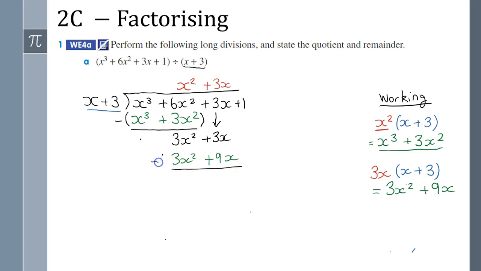I take bottom away from the top. So 3x squared take 3x squared, nothing goes away. 3x take 9x is negative 6x. Okay, and bring down the 1. So we're going to go again. What do we have to multiply x plus 3 by to get negative 6x? The answer is negative 6. So when we expand that out, we get negative 6x minus 18. So that goes down the bottom.